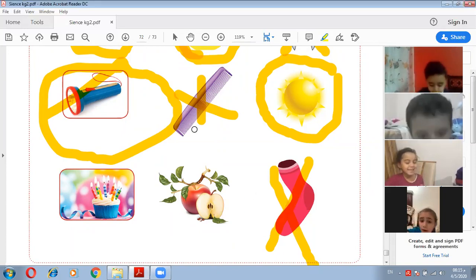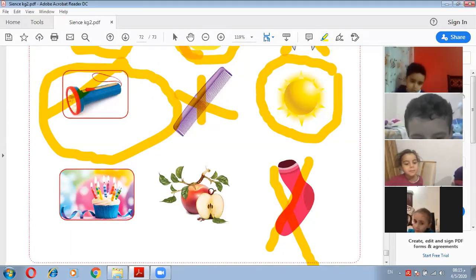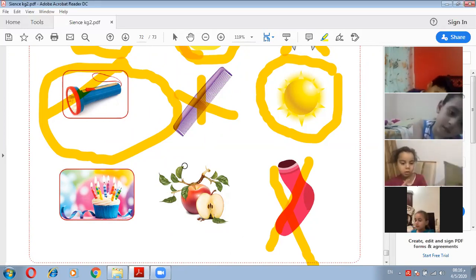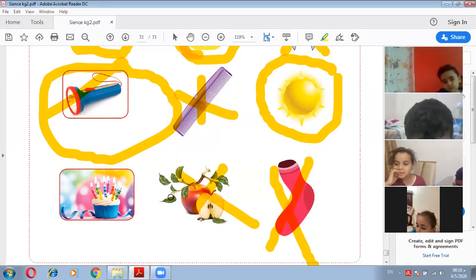So, oh my God, what is this fruit? Who can tell me what is this? It's an apple. It's so yummy. We can just eat this apple. Can you get light from the apples? No. Who said yes? No, we can just eat the apples, and the apple is so yummy and a healthy fruit. So cross it. We cannot take light from the apples.